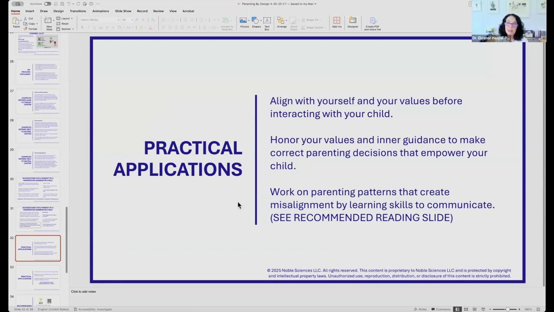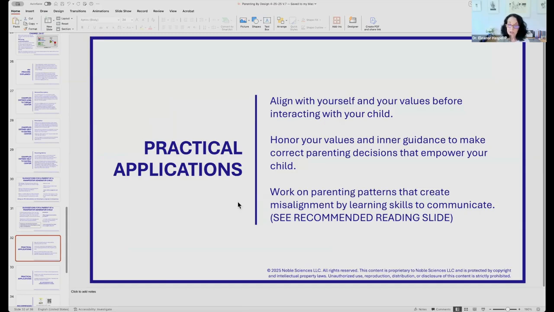Some practical applications. Align within yourself and your values before you interact with your child. Honor your values and inner guidance to make correct parenting decisions that empower the child.